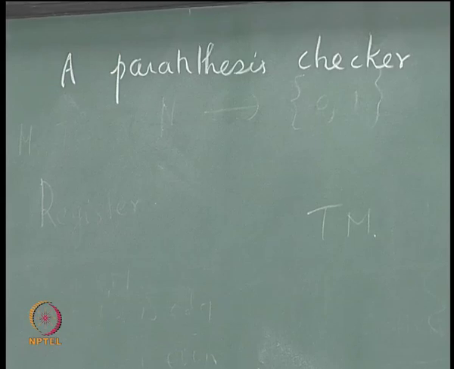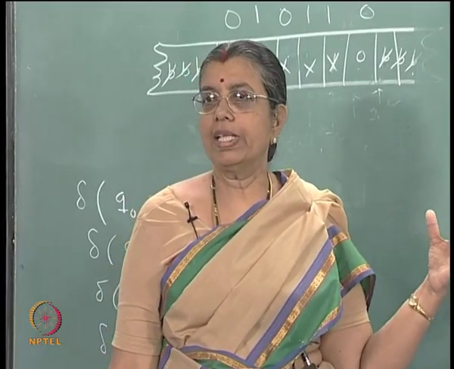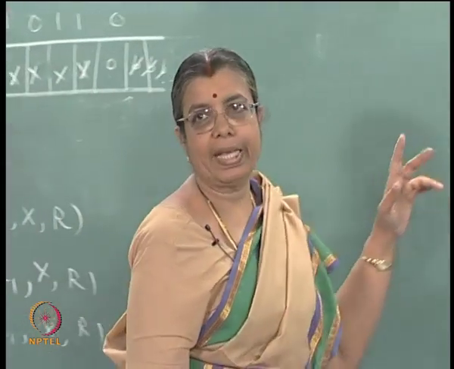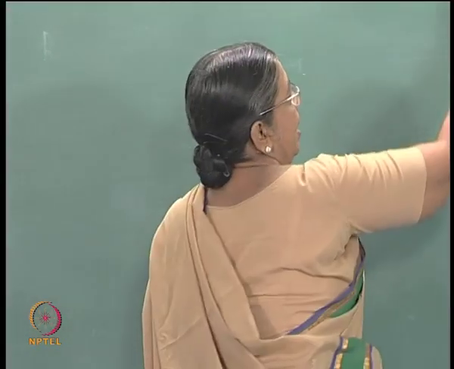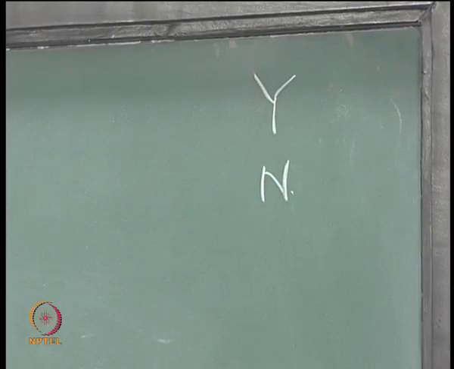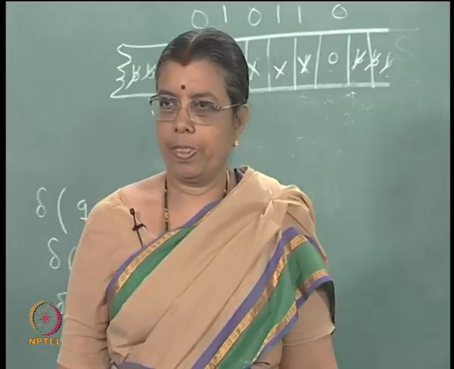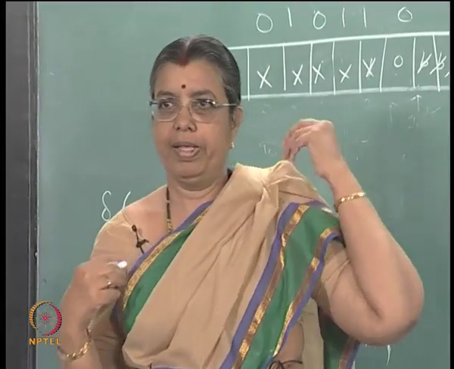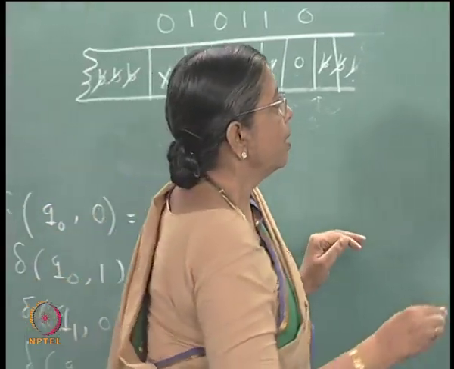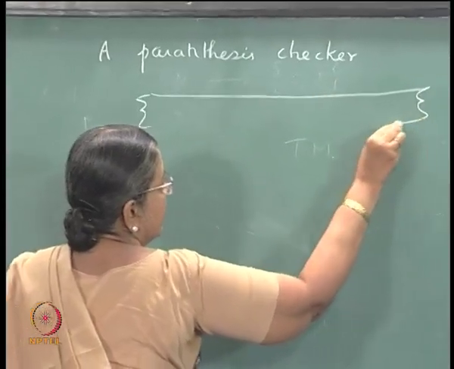Given a string of parentheses, is it well formed or not? If it is well formed, it will stop printing a Y, yes. If it is not well formed, it will stop printing a N, no, it is not well formed. Let us design the machine for this. So, let me first look at the way the machine works.